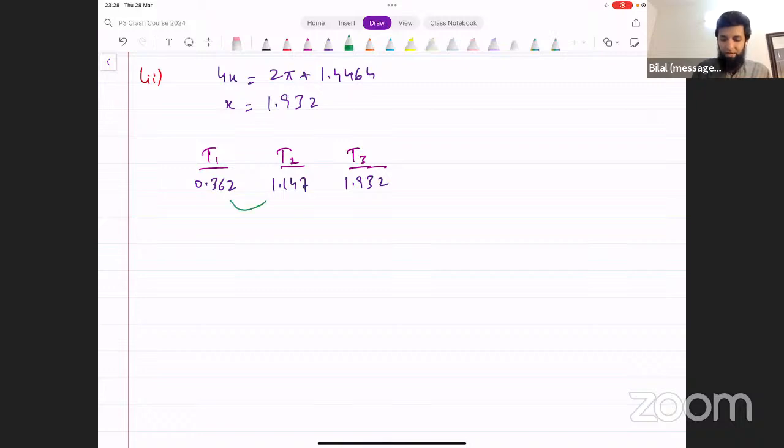So if you were to find the difference between these values, you would see that that difference is constant. You can try evaluating this. 1.147 minus 0.362. Since we were adding the same thing over and over again, this difference is coming out to be 0.785 for me. Try this as well. 1.932 minus 1.147. This is also 0.785. So this is kind of becoming an arithmetic progression, an arithmetic sequence.